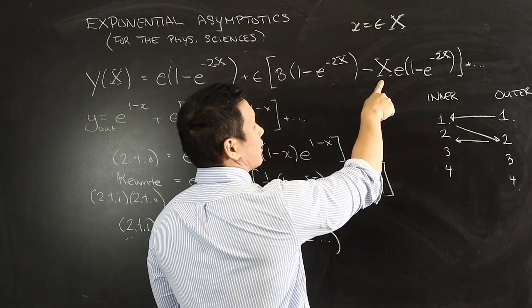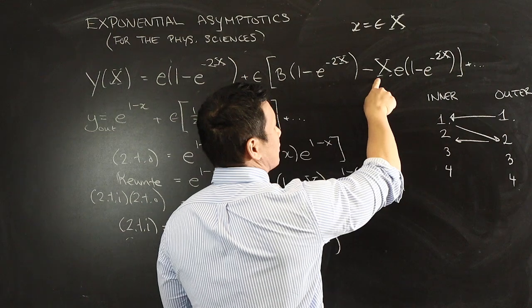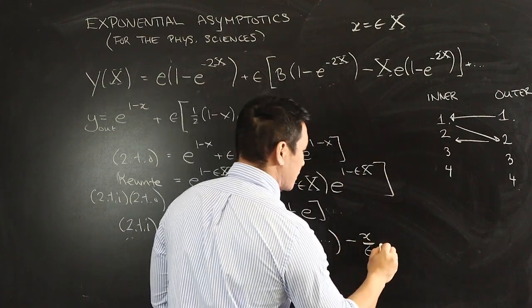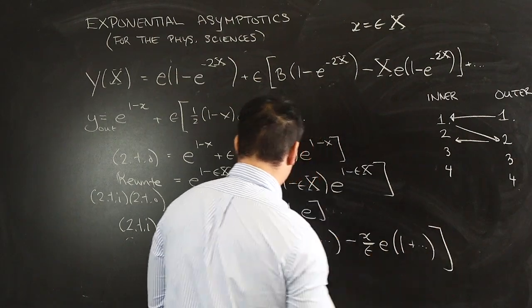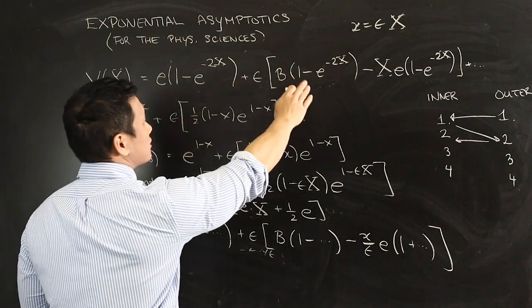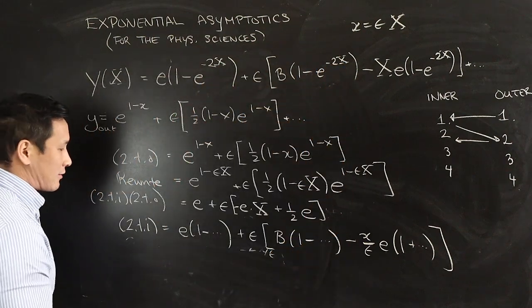And then I can ignore this one here, but then this will be replaced with a minus little x over epsilon times an e. And then that will be a 1 plus dot dot dot. Okay, so I've taken my 2 terms, rewritten the big X in terms of the little x's, and now I just have to collect everything together.